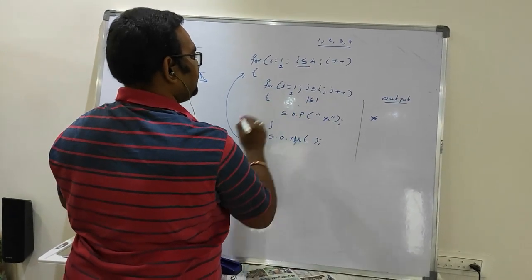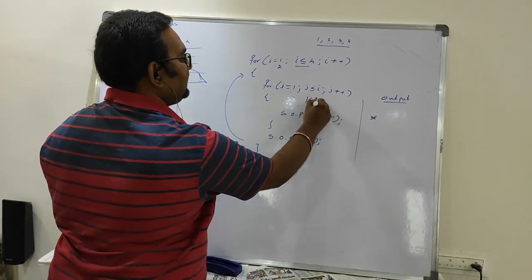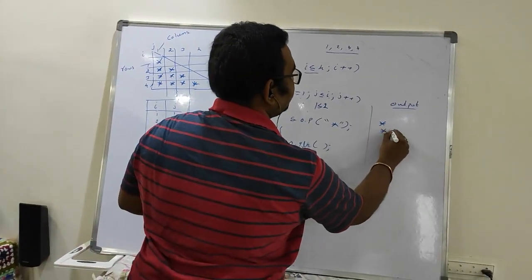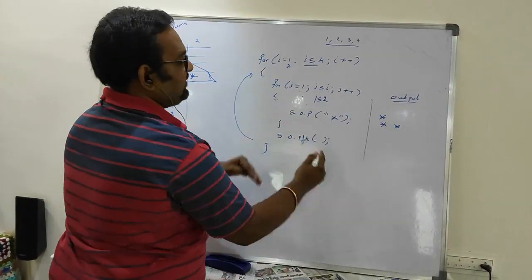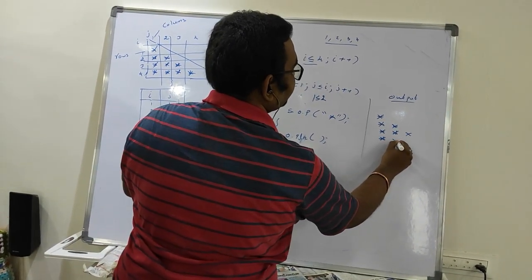Again we enter into the loop for the first time. The condition is satisfied again, so now it will print 2 stars. In the same way, it will print 3 stars and 4 stars.